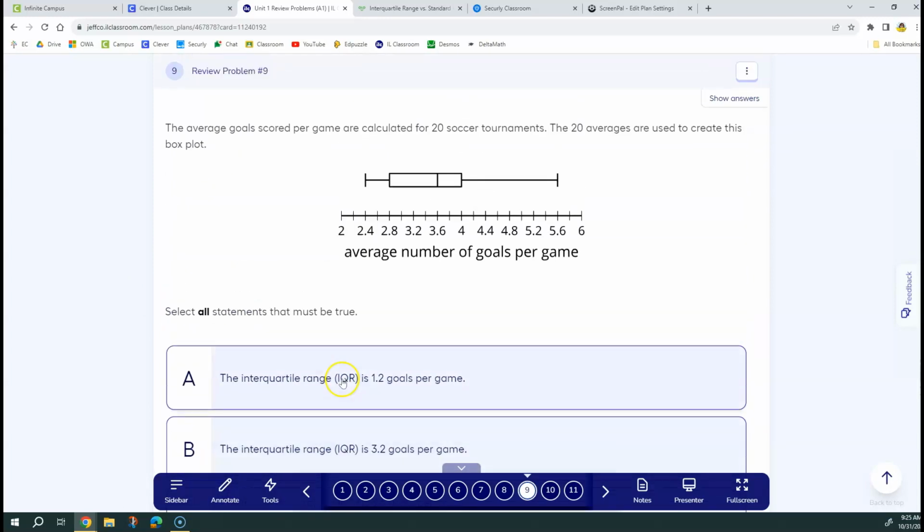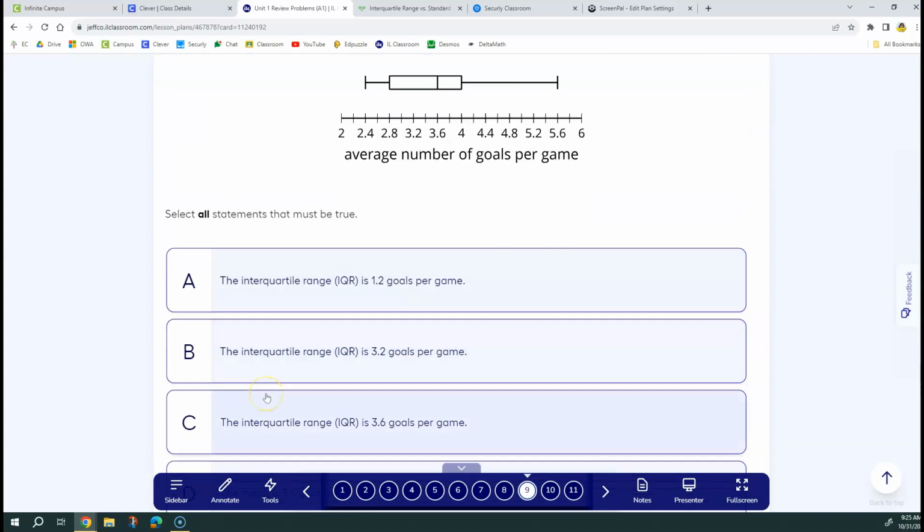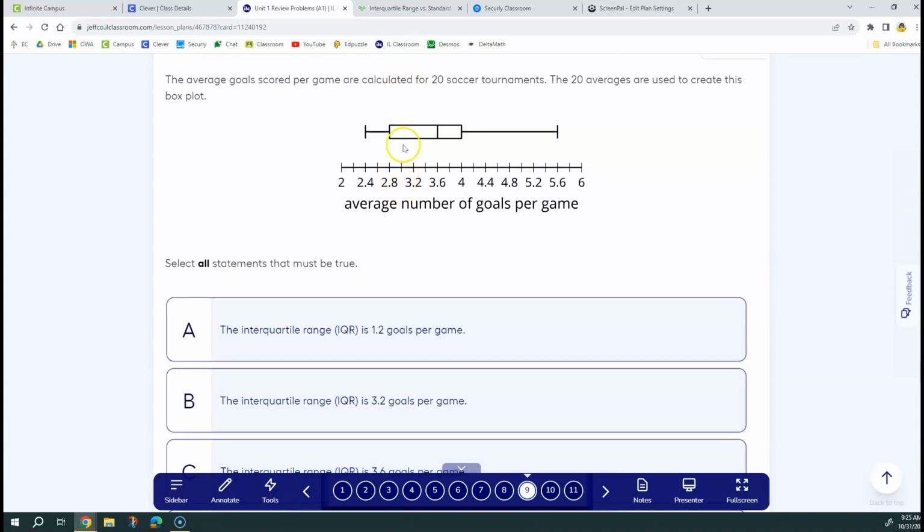So let's go through and check interquartile range first, because our choices are 1.2, 3.2, 3.6. And it could be that none of these are true for the interquartile range. So we're going to check it out. So our interquartile range, the box starts here at 2.8. That's the start of the box. And then the ending of the box is right here at 4. So if we wanted the difference between those two, from 2.4 to 4.